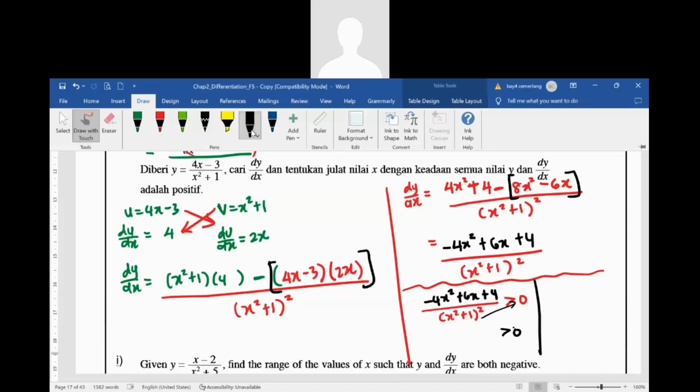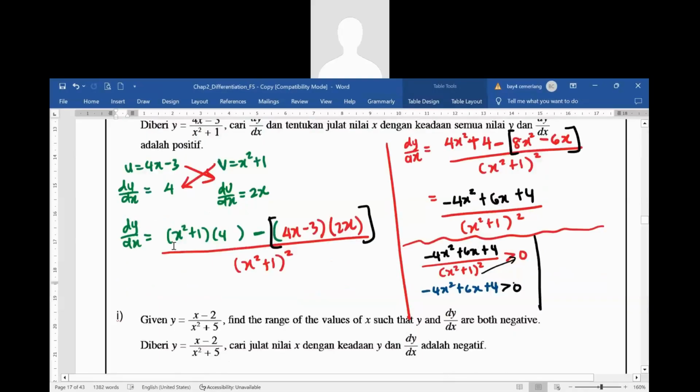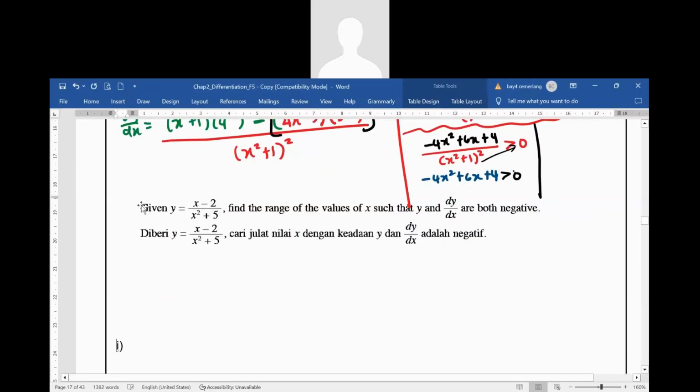Okay, this part very important. Okay, you all see here. Negative 4x square plus 6x plus 4 kan? Greater than 0. Kalau kita nak solve inequality, the easier method is try to make your A positive first. Baru kita boleh, apa yang kita cakap, kita nak factorize easy sikit lah.